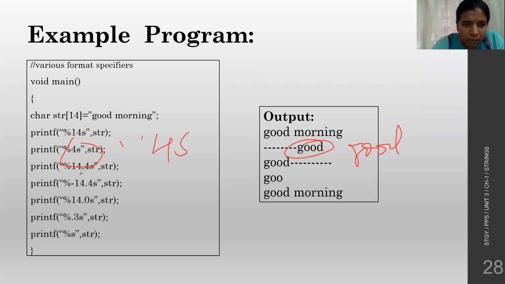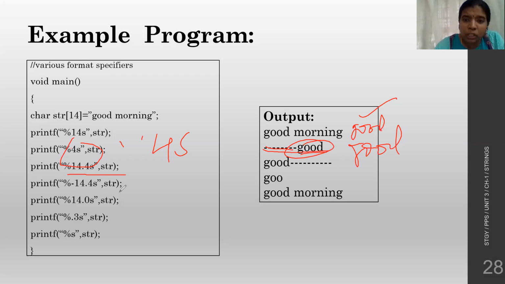Now, here the third one is percentile 14.4s. With 14.4s, out of 14 spaces, you print only 4 characters. There's one missing here. So this is good here, the second one. The third one, out of 14, 10 spaces, then you will print good. This is the third answer.